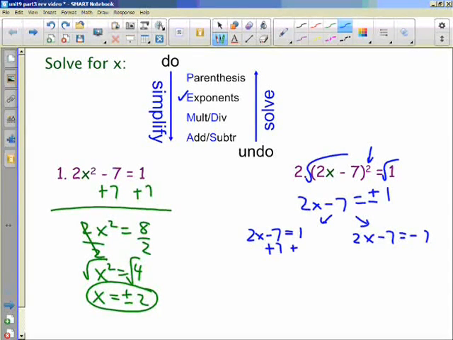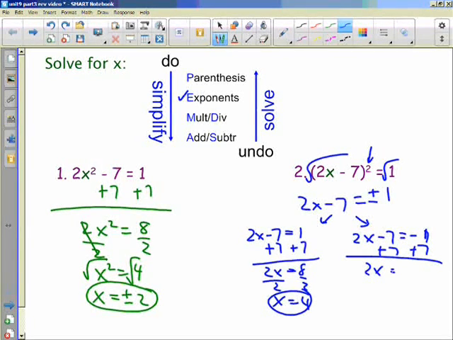Undo the minus with a plus, and divide by 2. We get x equals 4. We come over here and add 7 to 1. We get 2x equals 6, dividing by 2. We get x equals 3.